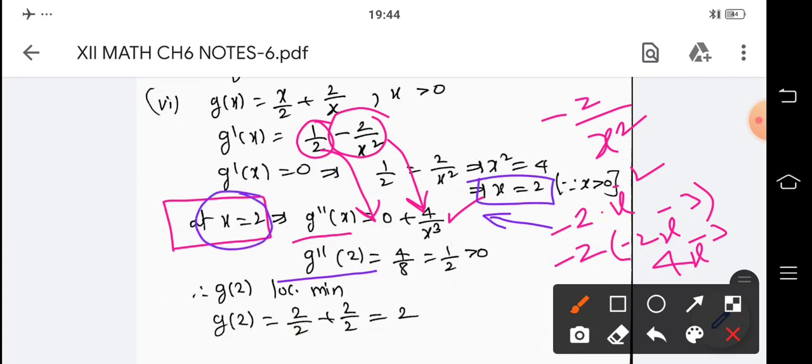G double dash of 2 is 4 by 8, which is 1 by 2, greater than 0. So g of 2 is a local minimum. Find out the g of 2. That is 2.